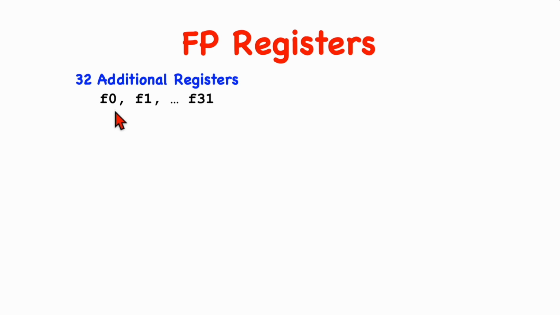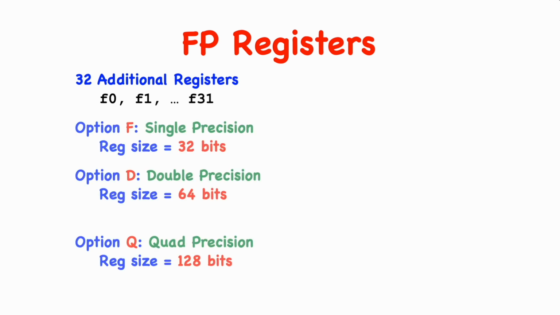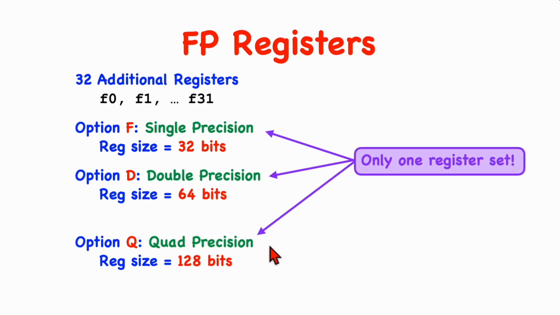And so the next question is, how big are these registers? And that depends on which options are implemented by your core. So option F, option D, and option Q. Single precision values require 32 bits, double precision values require 64 bits, and quad precision requires 128 bits. So regardless of what's implemented, there's only one register set, and it would be the largest size. And so, for example, if options F and D are implemented, your registers would be 64 bits and capable of holding either a single or a double precision value.